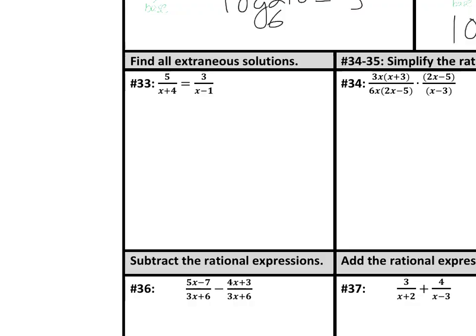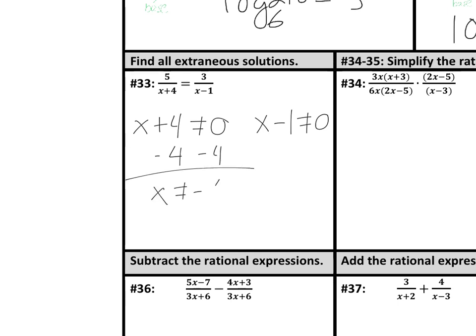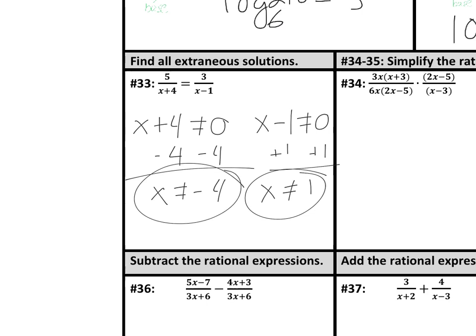33, we're finding extraneous solutions. We just had this chapter. Okay, extraneous solutions are the answers that x is not actually allowed to equal. So we're going to just look at the denominator. X plus 4 is not allowed to equal 0 because denominators cannot equal 0. And then that means that x minus 1 also cannot equal 0. When we solve both of those equations to get x by itself, we get x cannot equal negative 4, and on the other one, add 1 to both sides, x cannot equal positive 1. So those are the two extraneous solutions.